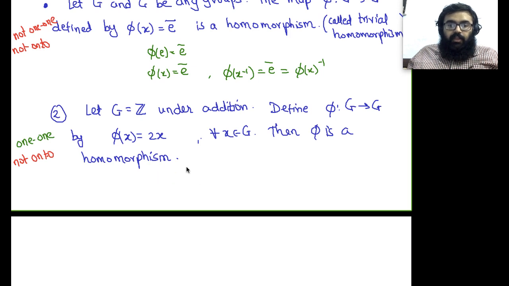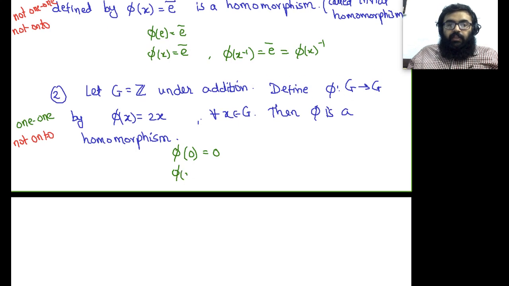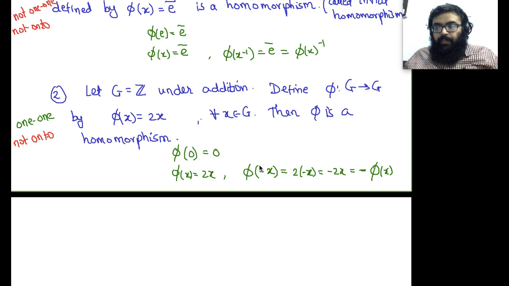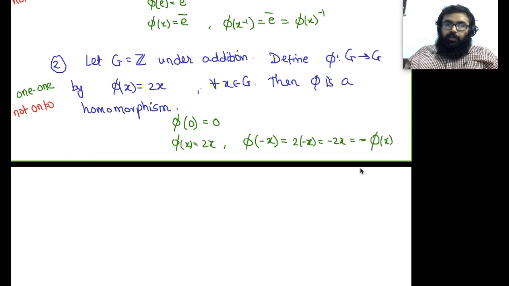And what about phi of e? So e here is the identity, which is 0 here. So that is 2 times 0, which is 0, again the identity of Z. Phi of x equals 2x. Phi of x inverse: x inverse is minus x here, because Z is a group under addition. So phi of minus x is 2 times minus x, which is minus 2x. And as you can see, this is minus phi of x, since phi of x is 2x. Additive group, so phi of inverse of x, that is minus x, is the same as minus phi of x. That is our observation.